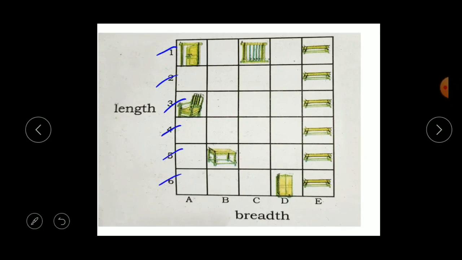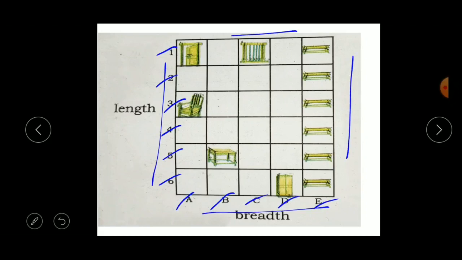We'll give numbers for the length and we'll give letters for breadth: A, B, C, D, E. This is breadth and this is also breadth. This is length, it is also length. Okay, we'll give numbers to the length and letters to the breadth. Now you have to identify the things of the classroom in these squares according to their position.